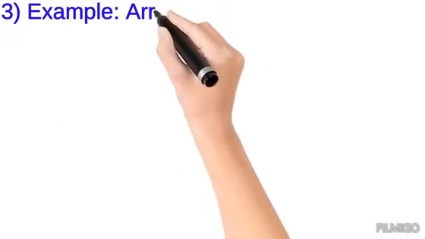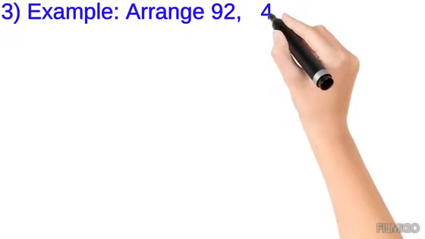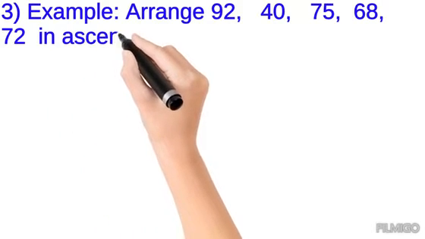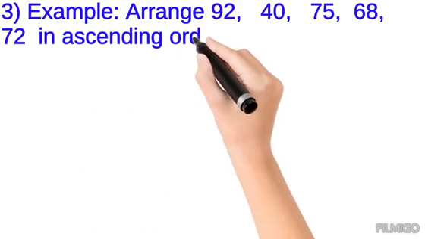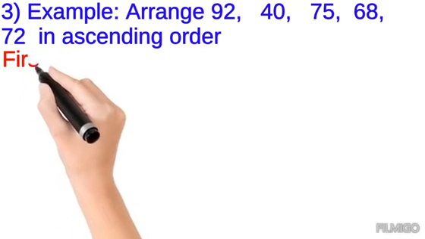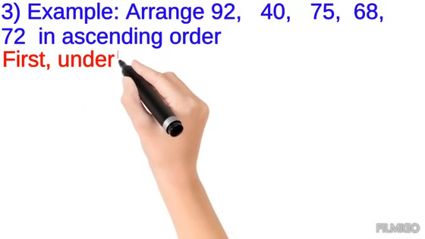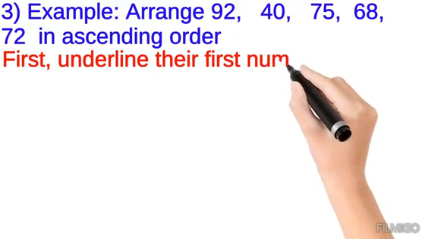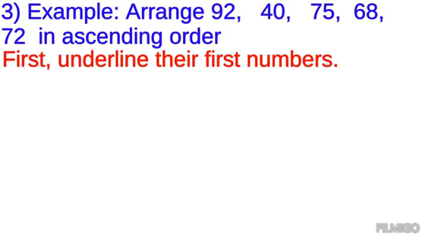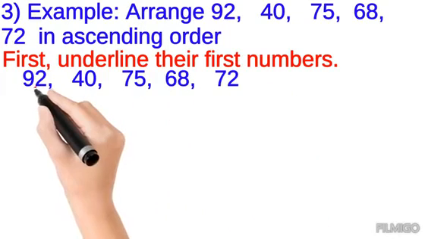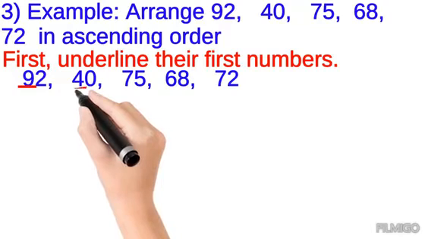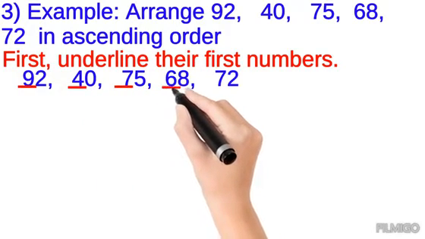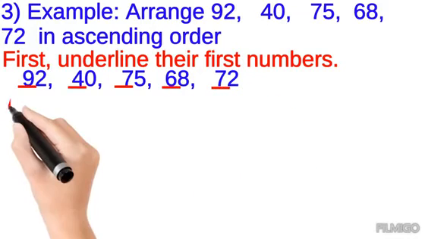Next example is arrange 92, 40, 75, 68, and 72 in ascending order. So what are we going to do first? We'll start by underlining their first numbers. So we're going to write out the numbers, then we're going to underline. We have our 9, our 4, our 7, our 6, and our 7.